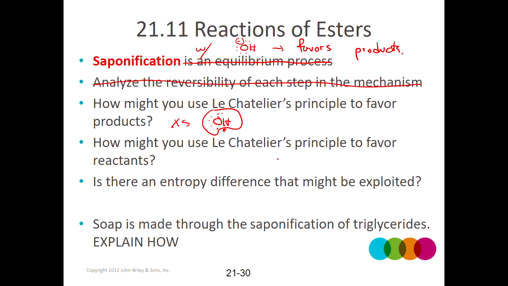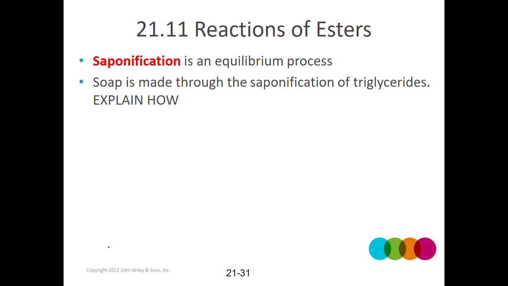And if you want to shift it back to the reactant side, you really can't. So I'm not going to be able to use OH minus to make a carboxylic acid back into an ester. It's just not going to happen. And it's not because of entropy, it's because of the stability of the negative charge. So this is how soap is made.